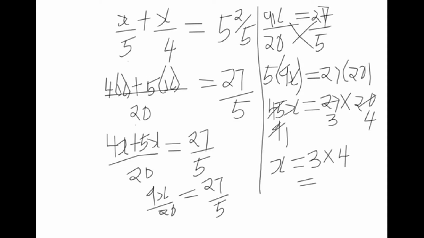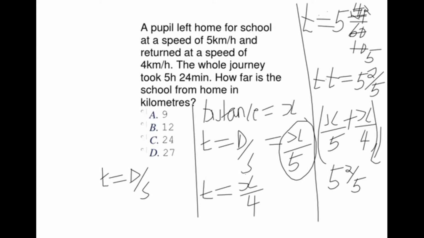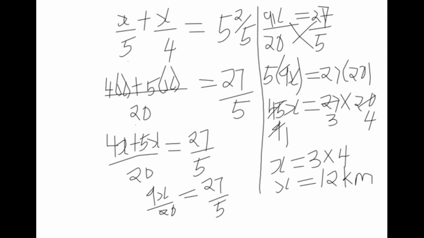This will give us 12. So, and our x was representing the distance. So we have x equals to 12. We have x equals to 12 kilometers. So that is the distance from home to school. So we have 12 kilometers as our answer.